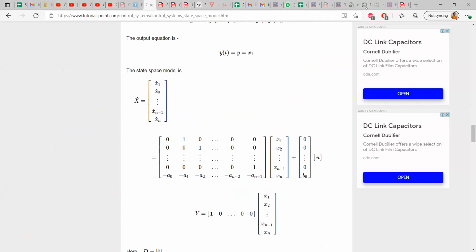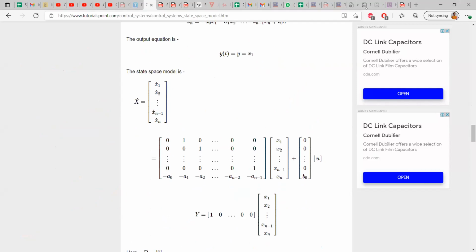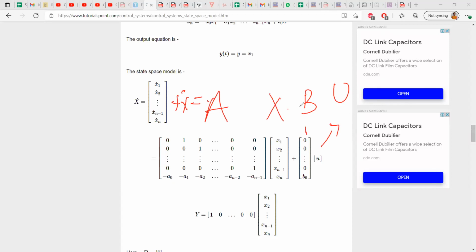Coming to the output. The input is done, I mean the state matrix is done. This is the A matrix, this is X, this is the B matrix and this is U, so X dot equals AX plus BU. Is it clear, all of you?